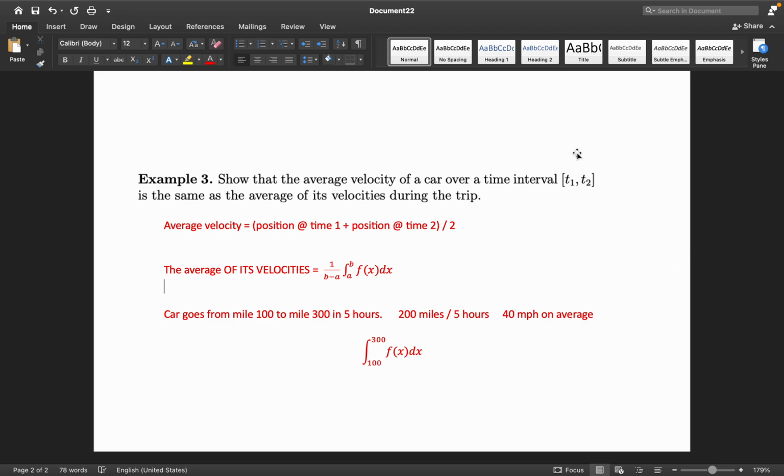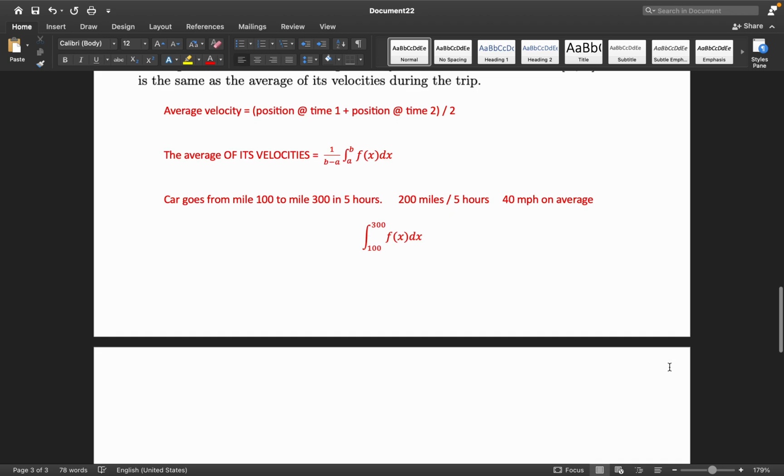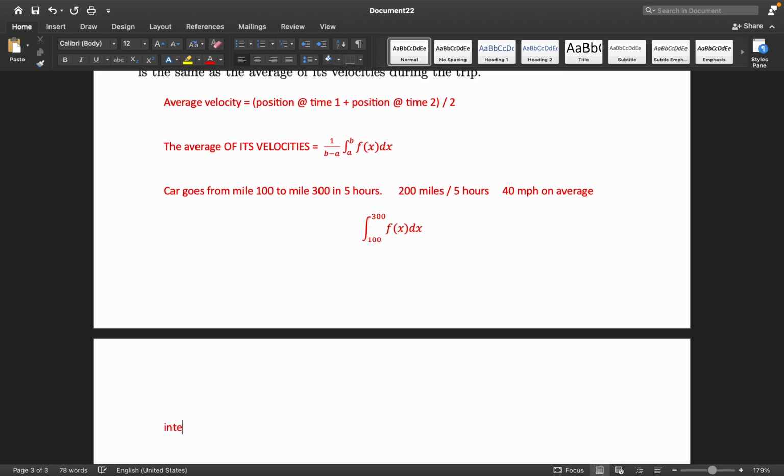A couple notes here, just to remind us of what all this calculus stuff does. The integral of velocity is position, or the derivative of position is velocity. So if I take the integral of velocity, it's going to give me position. If I take the derivative of position, I get velocity.